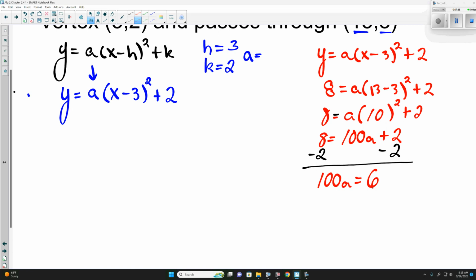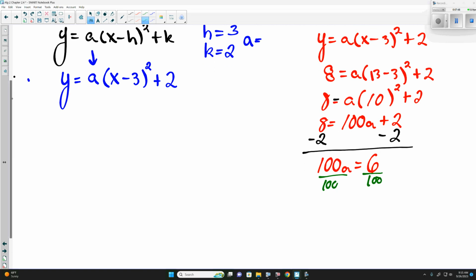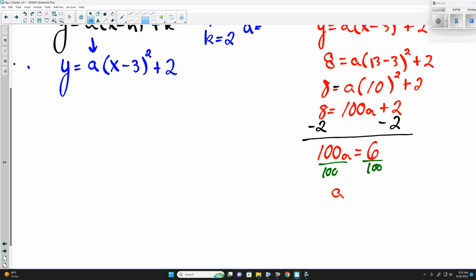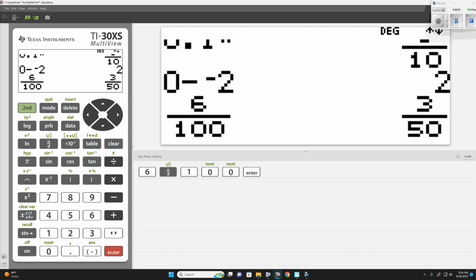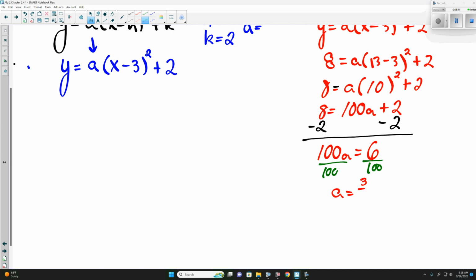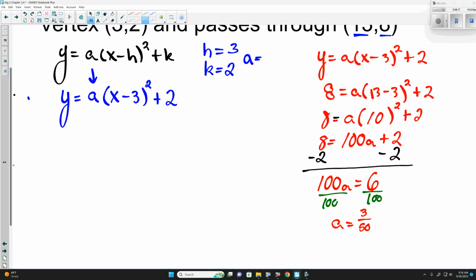Is a by itself? No, so the last thing we need to do is divide by 100. If we divide both sides by 100, we do get a by itself. But we do need to simplify 6 over 100 if we can. 6 over 100 is 3 over 50, or 0.06. So the value for a in this problem is 3 over 50.